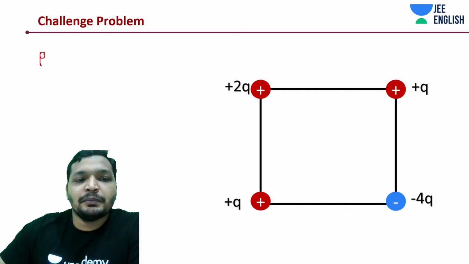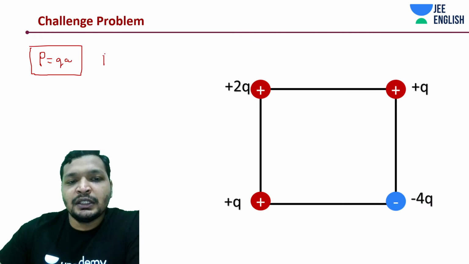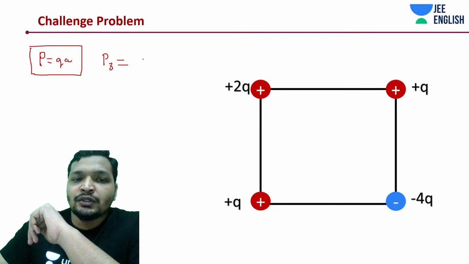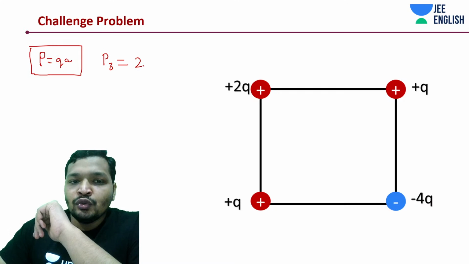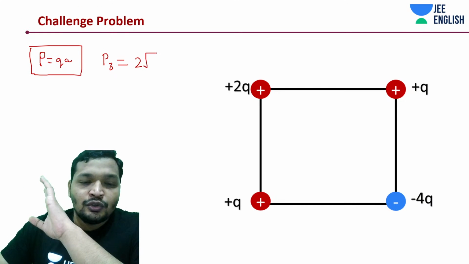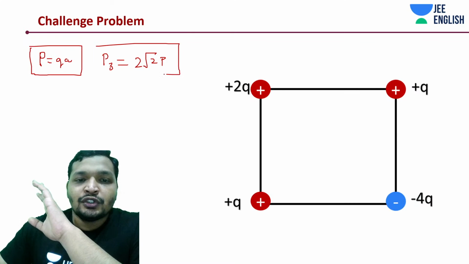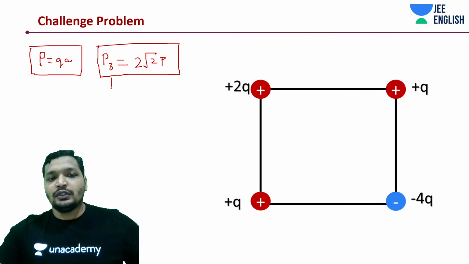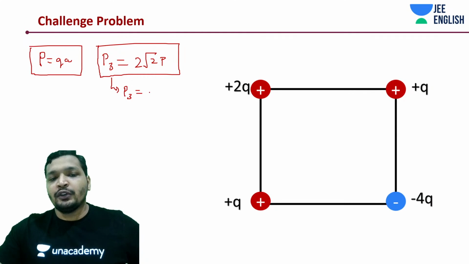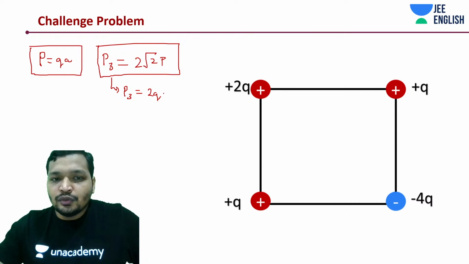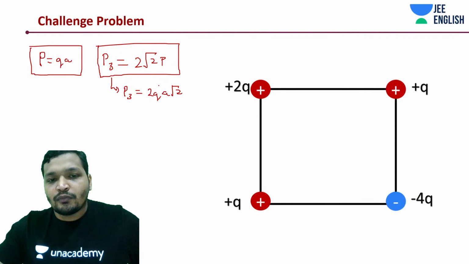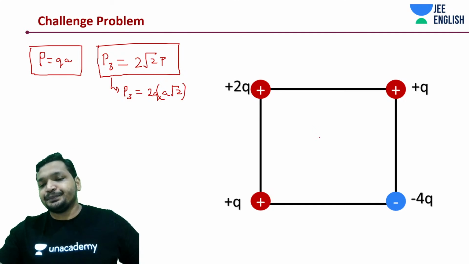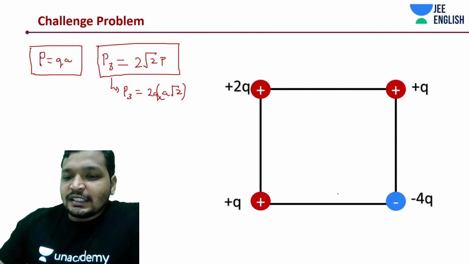This is pure understanding, guys, pure understanding of the things. Let me give you a small shortcut to work around this kind of problems. This is P. I'm going to redefine this. It's Q into A, and we know one more thing, P3. P3 is what? This distance was 2 root 2A. So P3 is going to be 2 root 2P. So it's 2Q into A root 2. So the magnitude of P3 is equal to 2Q into A root 2. From here we wrote. Now what is the shortcut?